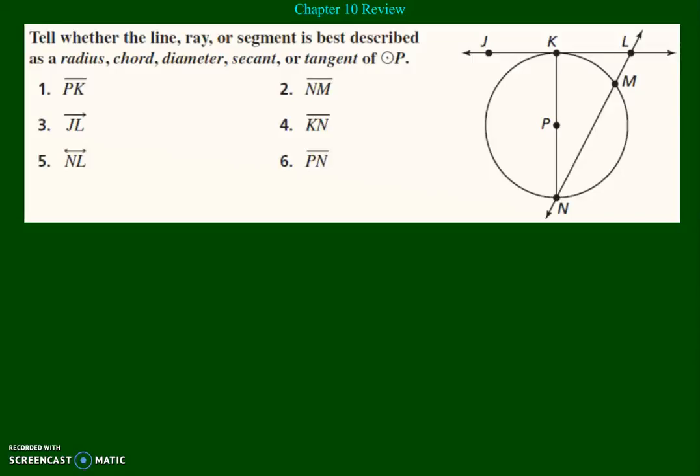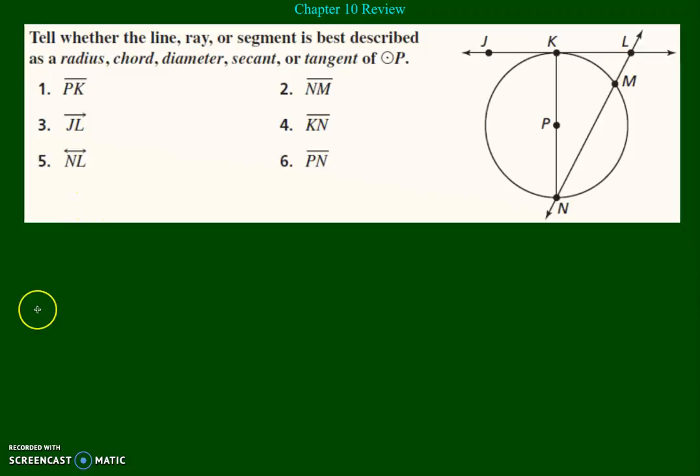This is part 1 of the Chapter 10 review. In this set of problems, we have this circle and several segments, lines, rays. We are to tell whether the line, ray, or segment is best described as a radius, chord, diameter, secant, or tangent of circle P. So let's begin.